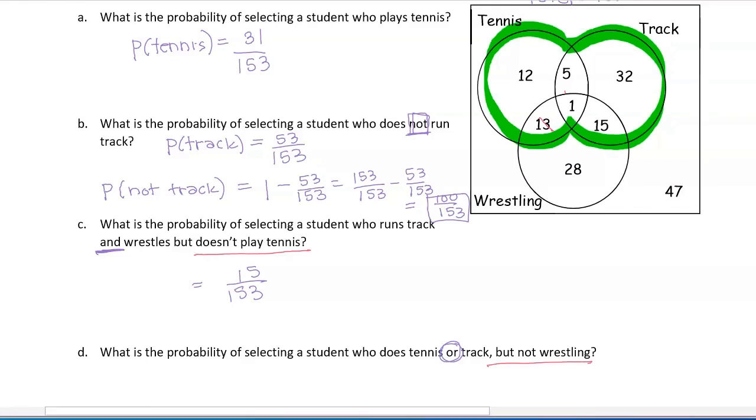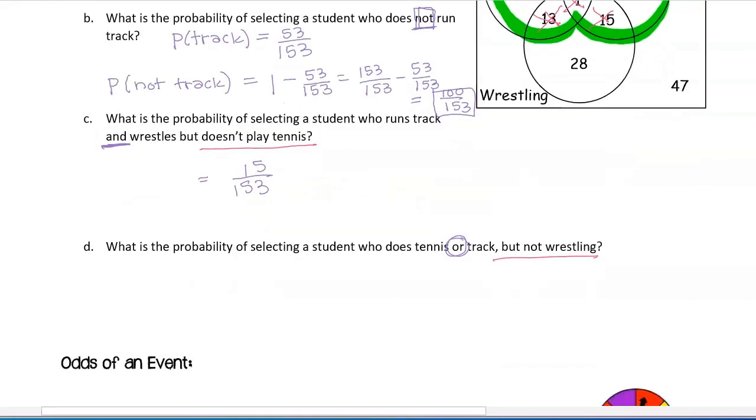So I'm going to just cross off these 3, and then I'll just add 12 plus 5 plus 32 out of our total 153. That will be 49 over 153. And there you go, using Venn diagrams to find probability.